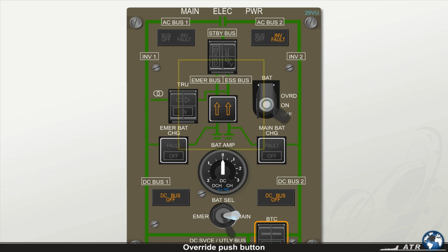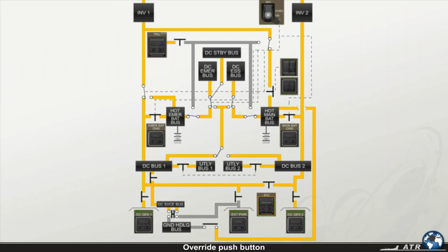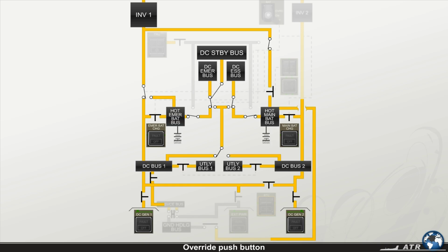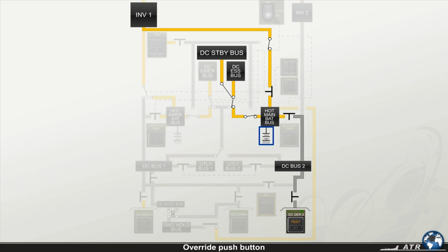Located directly above the emergency supply indicator is the guarded override push button. The normally released position of the push button shows no indication. In this case, the DC standby bus and the inverter 1 are powered by the same source as the DC essential bus. That is, by the DC bus 1 if at least one DC generator is operative, or by the main battery if no DC generator is available.